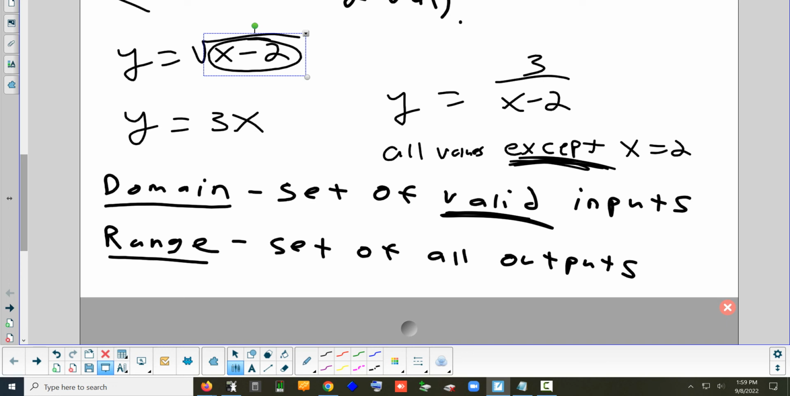Okay, but those are the only two things that you have to be careful with when we talk about domain. Is there any way you could ever divide by 0? If there is, make sure you don't. And when you have square roots, is there any way that you could ever take the square root of a negative? If there is, tell me what I can use for numbers that won't let that happen. So in this case, anything greater than or equal to 2.